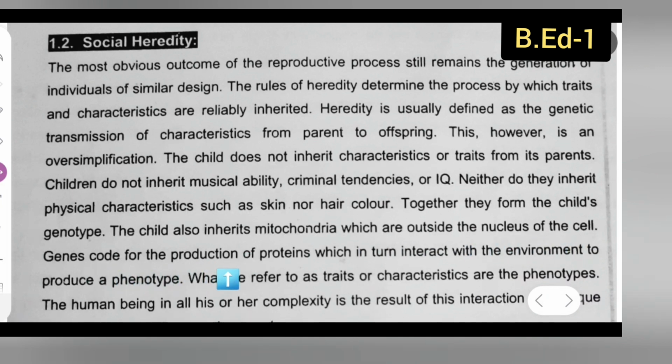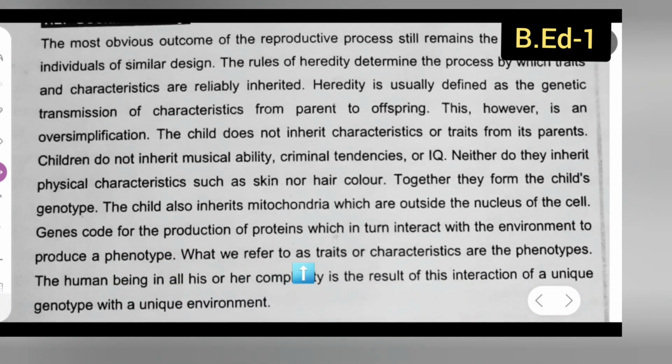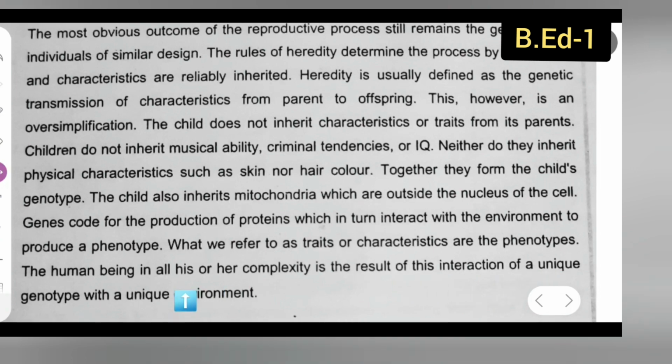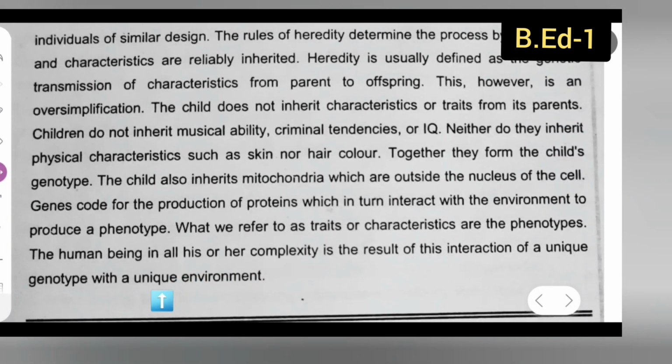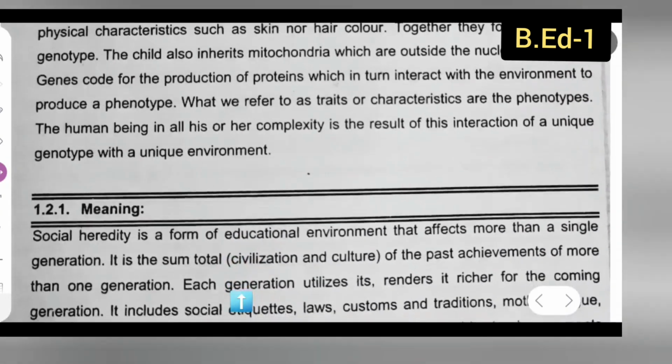Genes code for the production of proteins, which in turn interact with the environment to produce a phenotype. What we refer to as traits or genetics are the phenotypes. The human being in all his or her complexity is the result of the interaction of a unique genotype with a unique environment. Moving towards the meaning, let us see the meaning of it.